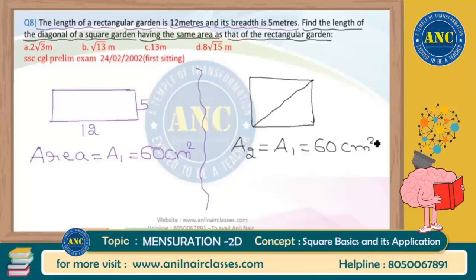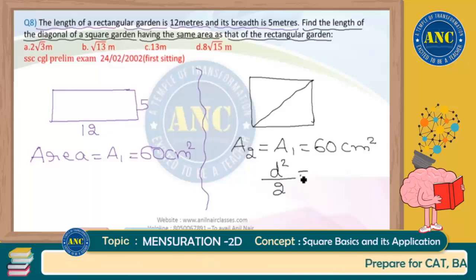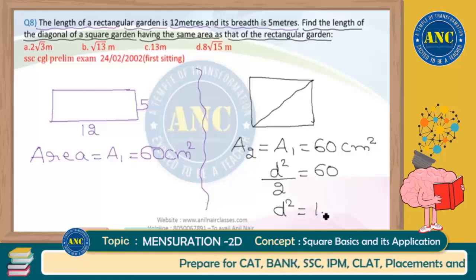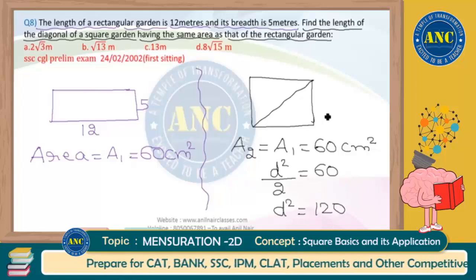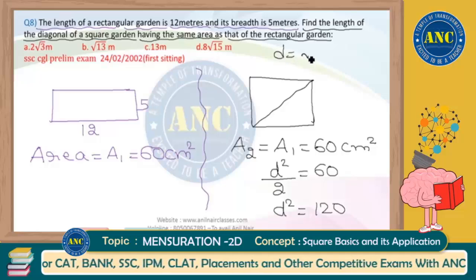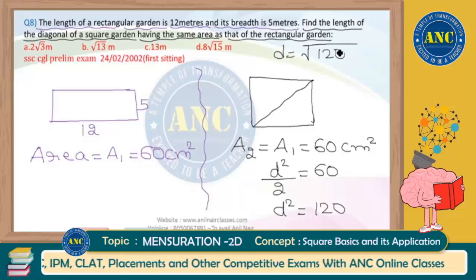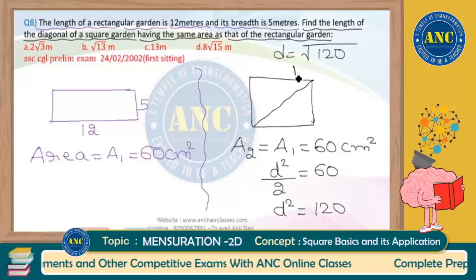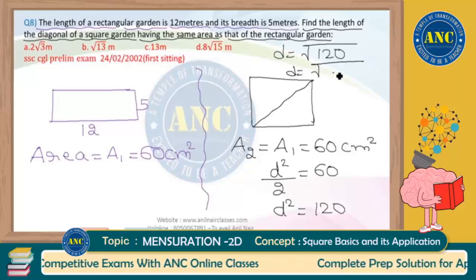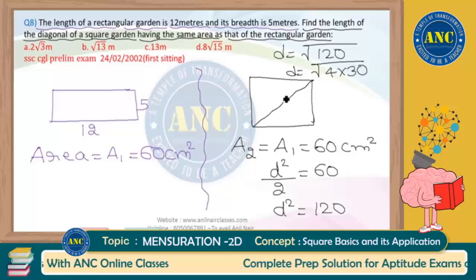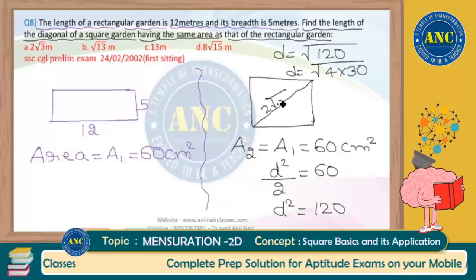Now, can I say that area of a square is 60 centimeters square. Area of a square is also nothing but diagonal square divided by 2. This is 60. So diagonal square will be 120. So diagonal value will be equal to root of 120. So root of 120 can be further simplified as it is 4 into 30. Square root of 4 is 2. Answer is 2 root 30.